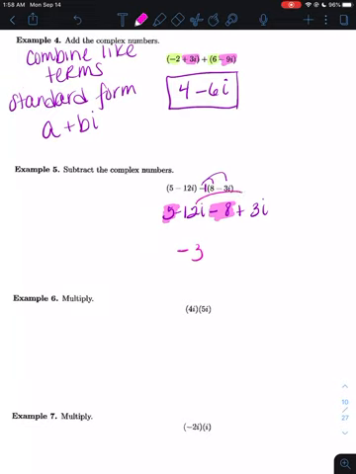Then I'm going to add my -12i to a +3i. -12i plus 3i is -9i. And that will be your final answer. So you're literally just combining like terms.